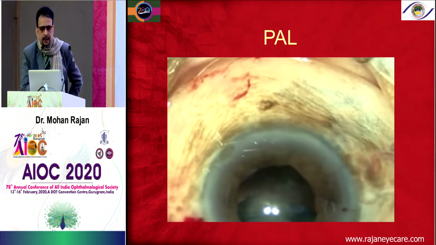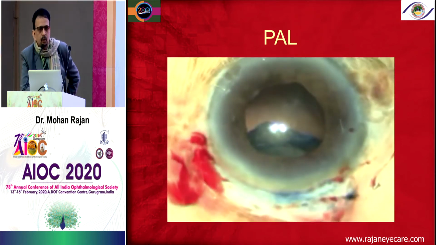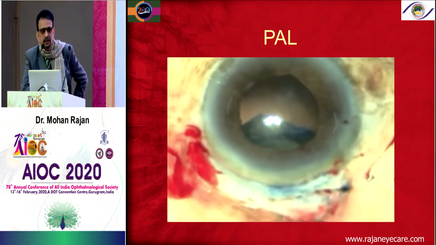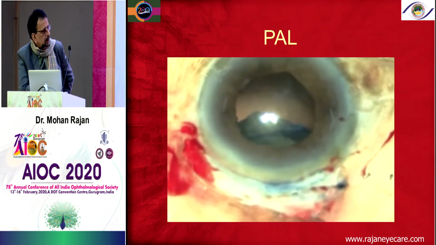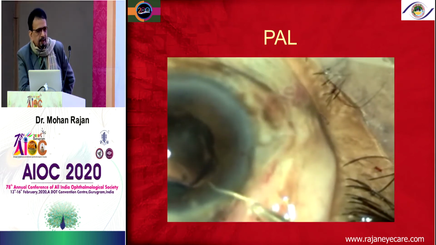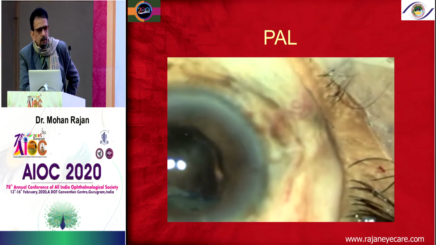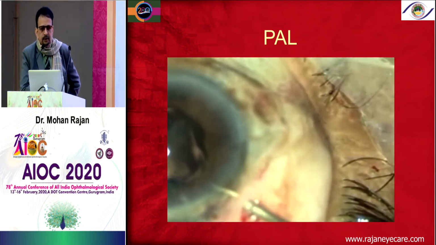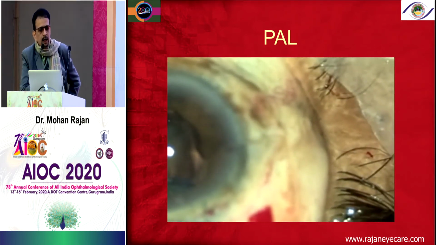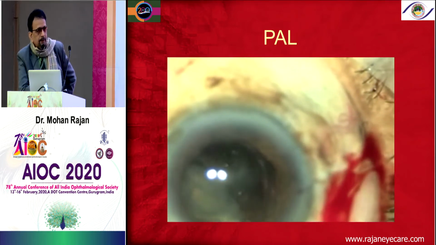Then I went ahead and did what is called the PAL. What is called PAL is the posterior assisted levitation. I put a sclerotomy here in the upper temporal quadrant. This is the right eye, upper temporal quadrant. You can see here, put a sclerotomy, 3.5 millimeter from the limbus, and then introduce a rod and bring the nucleus up into the thing.